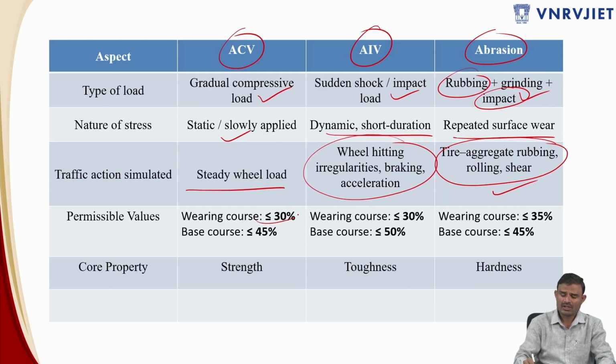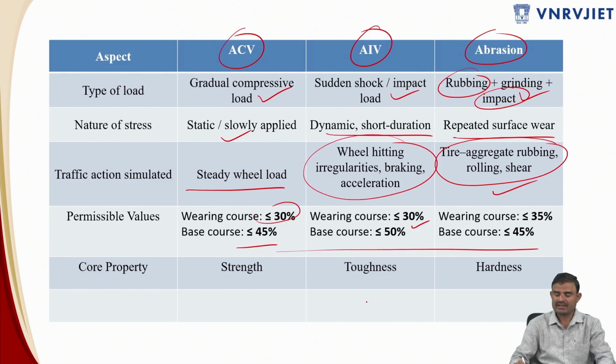For the wearing course, you are supposed to have an aggregate crushing value of less than 30%, and less than 45% for the base course. These are relative values, so different codes specify different values; these are the tentative values you are supposed to remember. For the aggregate impact value test, again 30% for surface or wearing courses, and for the base course it can go up to 50%, followed by the abrasion value, which should be less than 35% for surface courses and less than 45% for base courses.